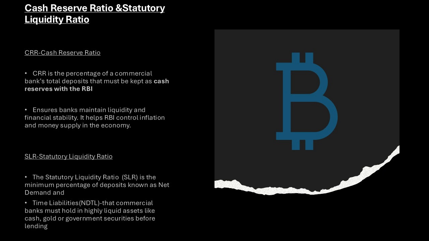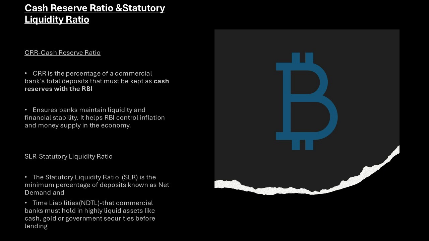CRR is the cash reserve ratio. Cash reserve ratio is the percentage of commercial banks' total deposits that must be kept as cash reserves with RBI. It's the share of the total deposits that must be kept as liquid cash with RBI. Banks cannot use this money for lending and they earn zero interest out of it.